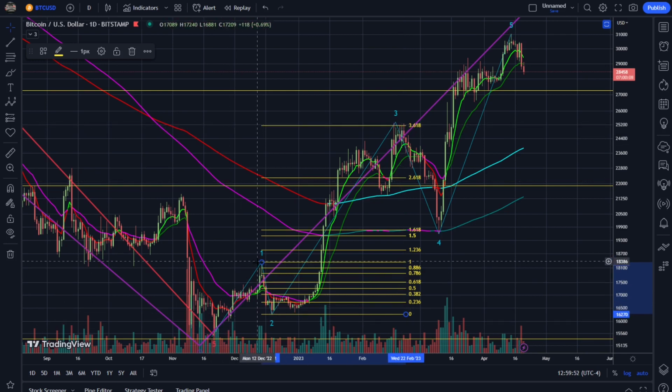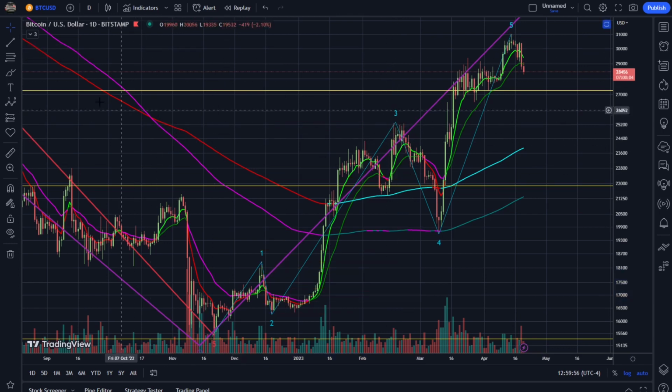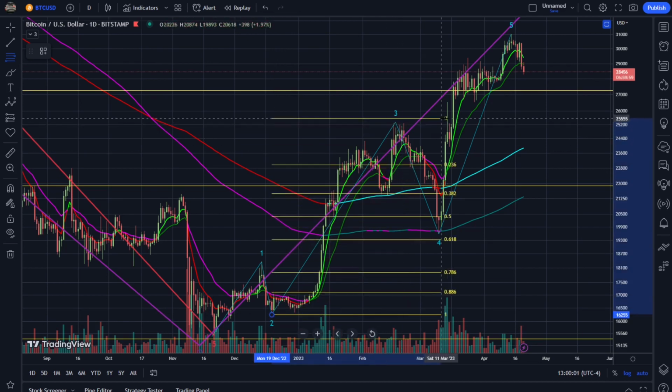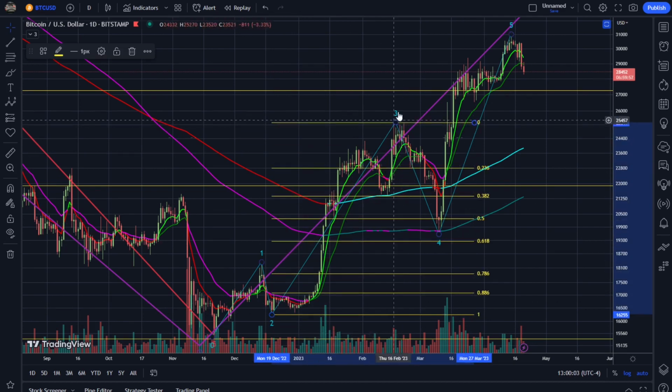We had a perfect 618 retracement. We had a perfect 3.618 fib extension. So now let's see for our next one. So now we're going to take that same drawing tool from the bottom of the 2 to the top of the 3, and then we're just going to see how deep was that retracement.